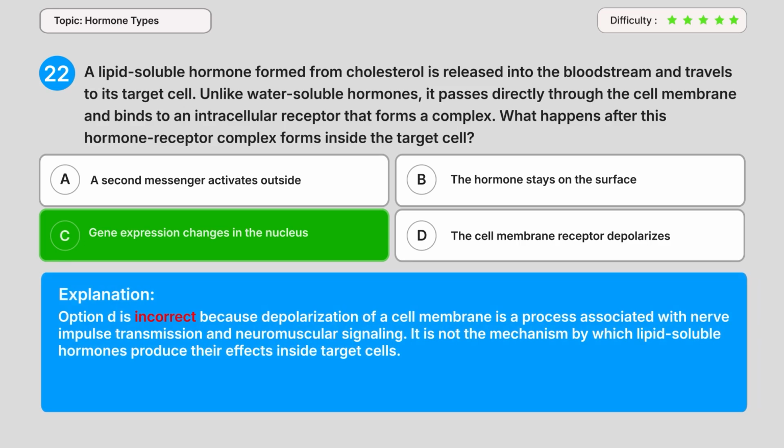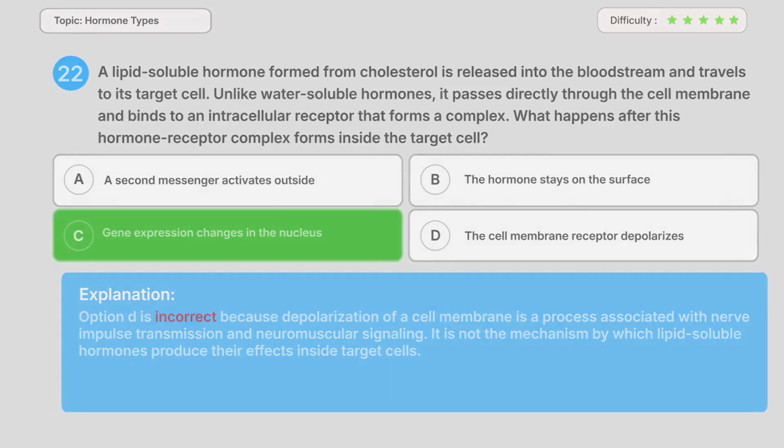Option D is incorrect because depolarization of a cell membrane is a process associated with nerve impulse transmission and neuromuscular signaling. It is not the mechanism by which lipid-soluble hormones produce their effects inside target cells.